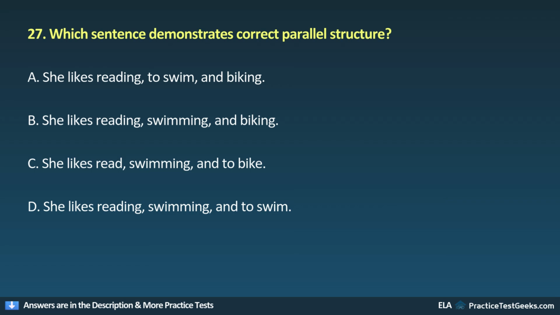27. Which sentence demonstrates correct parallel structure? A. She likes reading, to swim, and biking. B. She likes reading, swimming, and biking. C. She likes read, swimming, and to bike. D. She likes reading, swimming, and to swim.